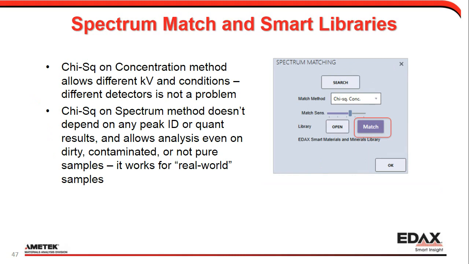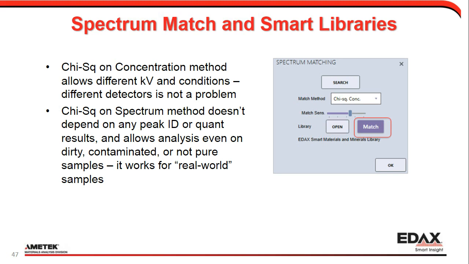There are two matching methods available. The chi-square on concentration method allows different kV and conditions. So that means spectra collected at different kVs or collected by different detectors. You can also use spectrum match.